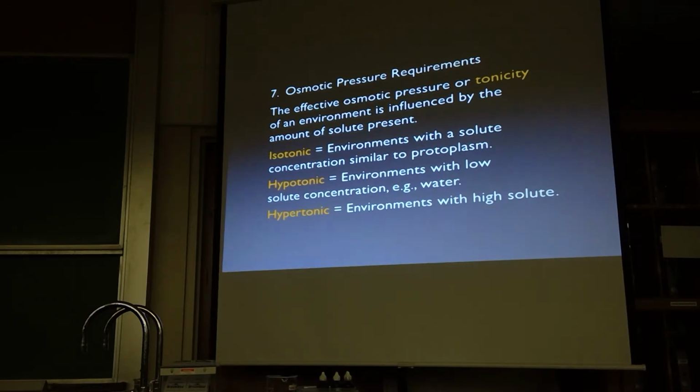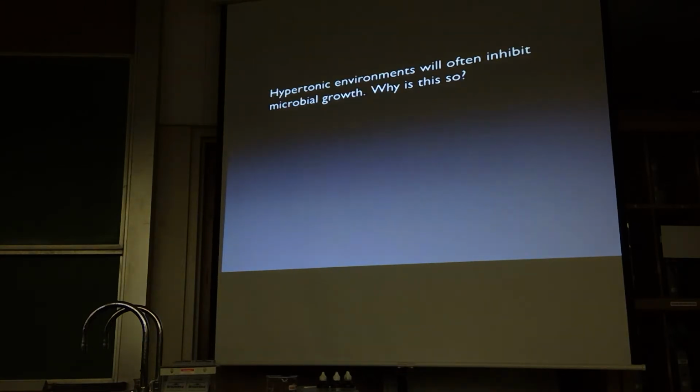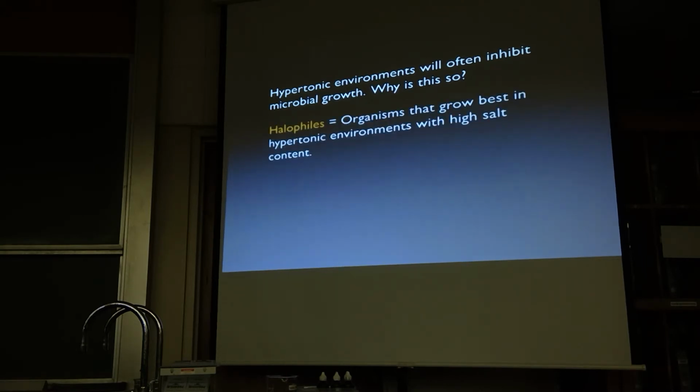So salt or sugar. Hypertonic environments, I mentioned earlier, are used for preservation because they tend to cause cells to lose water. Water goes out and the cells can't carry out their metabolic processes. Hypertonic environments often inhibit microbial growth. Why? Because they cause water to exit. Without water, the cells can't carry out metabolism. They have to have water for their hydrolysis reactions.